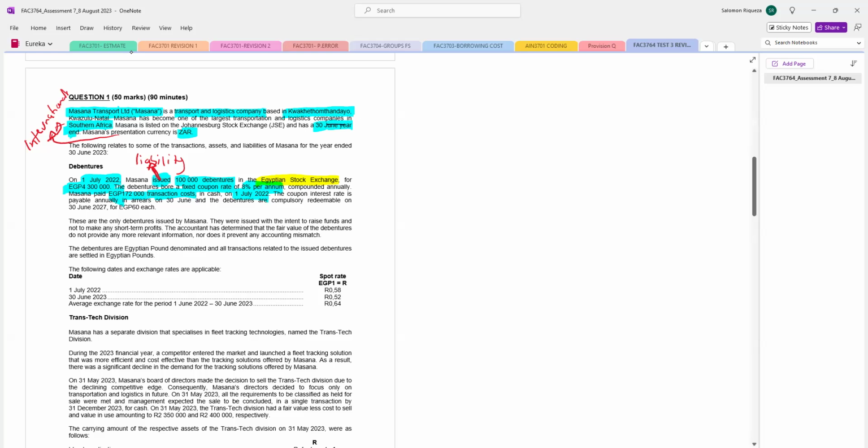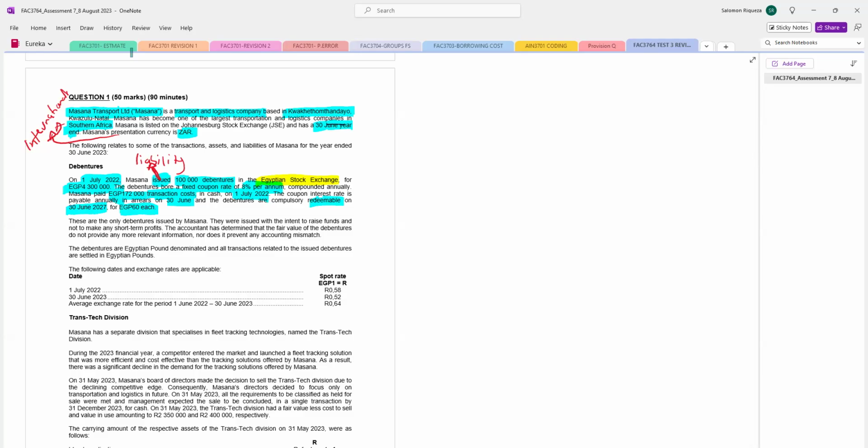Right, the coupon interest rate is payable annually in arrears on the 30th of June. So we pay our coupon rates yearly at the end of the year. And the debentures are compulsorily redeemable on 30 June. That's where the maturity date is. It's going to be redeemable on 30 June 2027 for 60 Egyptian pounds each.